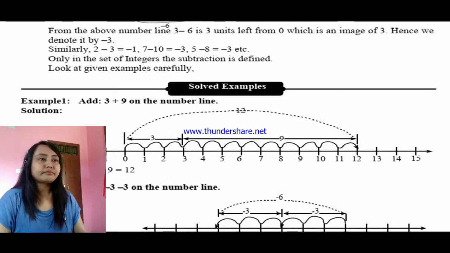Then, the first number is given 3, right? So first of all we'll be counting from 0 to 3. 0, 1, 2, 3. So up to 3 we marked here as a label 3. Then plus 9 is given for the addition, right? So from the same marking point 3, now we'll be starting counting like 1, 2, 3, 4, 5, 6, 7, 8, 9. Because 9 is given, from 3 we'll be counting up to 9, and it will end up at 12.